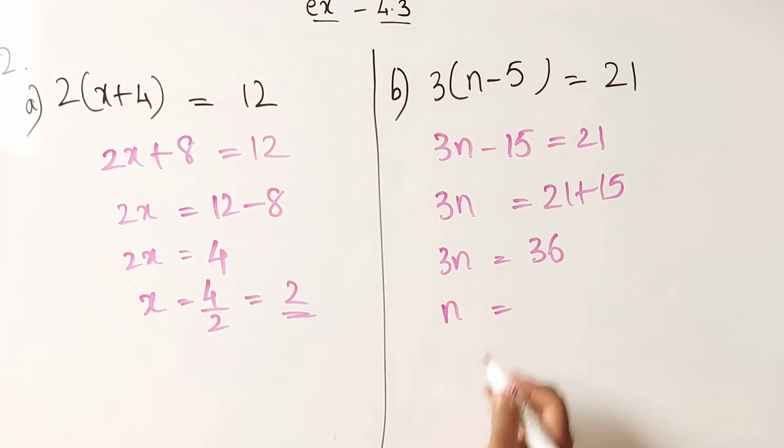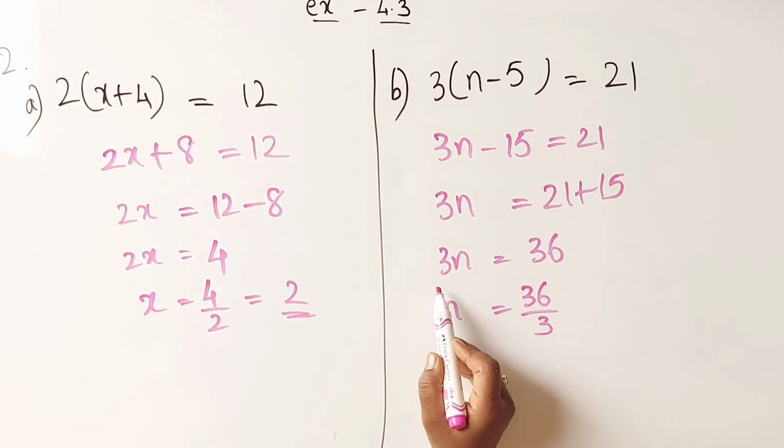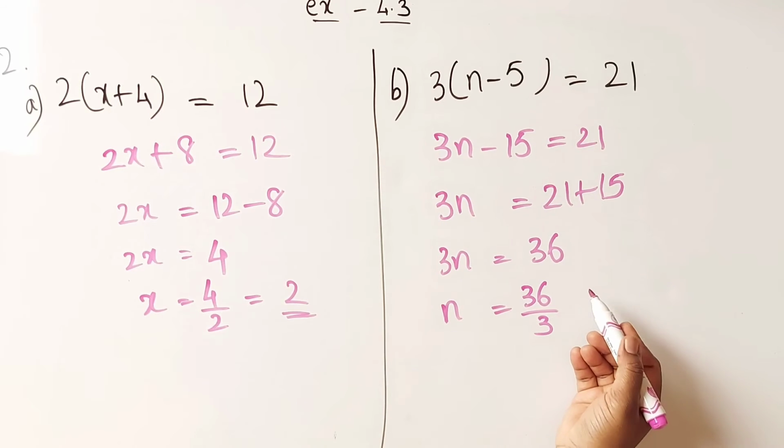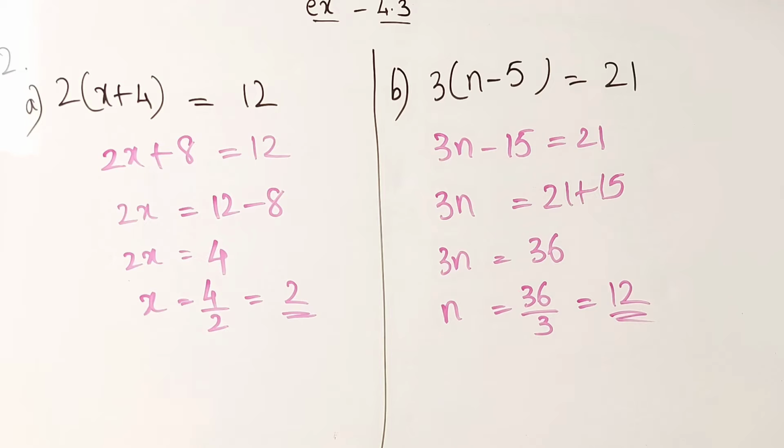Now n equal to, we want the n value. 36 by 3. Here 3 is multiplying. When you are sending to the right hand side, it will divide. 36 by 3, that equal to 12. So the n value is 12 here.